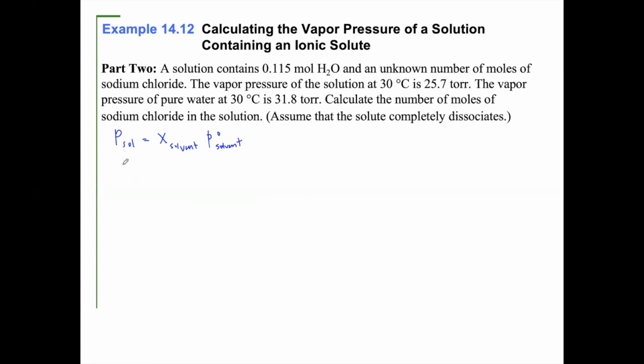Okay. So the pressure of the solution is 25.7 torr. The pressure of pure water at this temperature is 31.8 torr. The moles of water, n means moles, remember, is 0.115 moles. And am I missing anything? I think that's it. Now we're being asked to find the number of moles of sodium chloride.